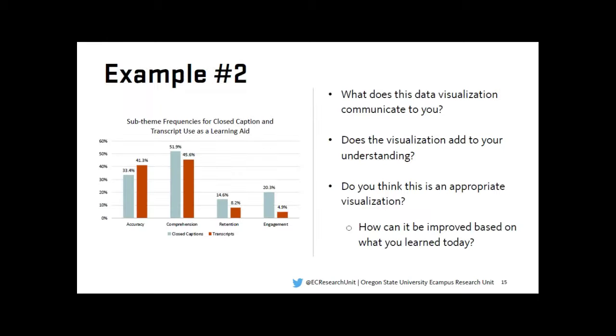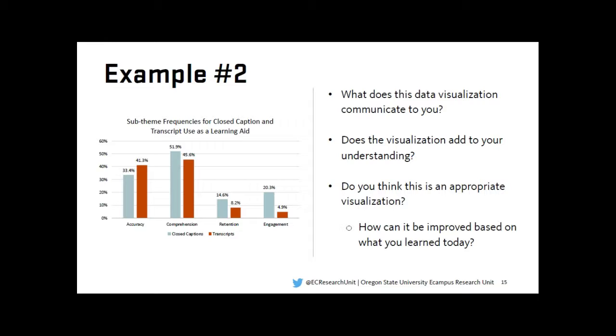Okay, so let's go to the next one, example number two. So this came from a study that we did on closed captioning and transcripts. And so we've got a typical kind of bar chart. And so these were themes that came up in terms of students' open-ended responses to a question about why transcripts and captions were helpful for their learning. Okay, and so we see the closed captions are in blue and the orange is the transcripts.